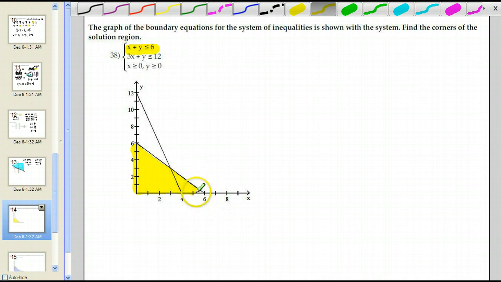Alright, and then the next one, I'll pick blue for 3x plus y less than 12. That's going to be the other one. This steeper line, right? It has an x-intercept at 4, it has a y-intercept at 12. So that's that one. Again, the origin makes it true, so I'm going to shade underneath it, since that would include the origin.